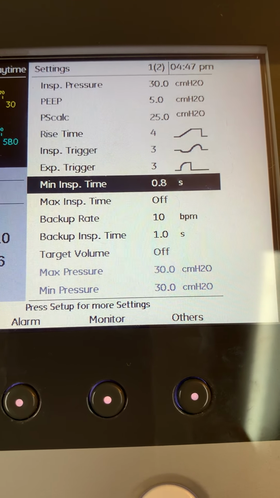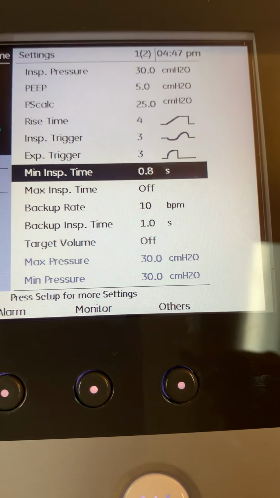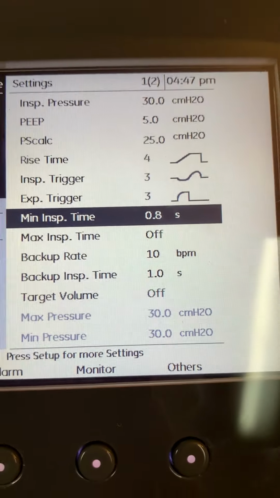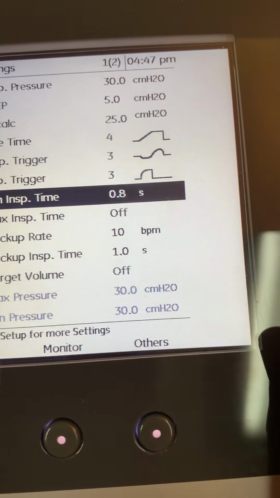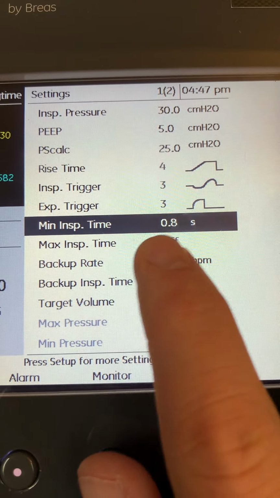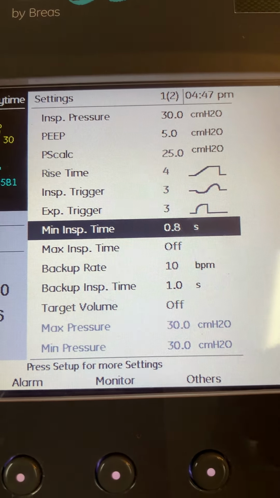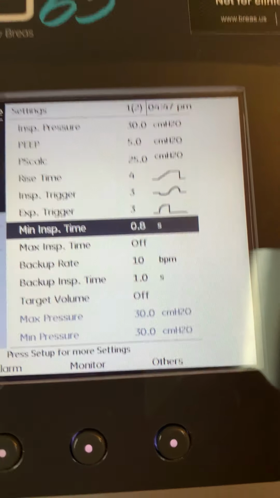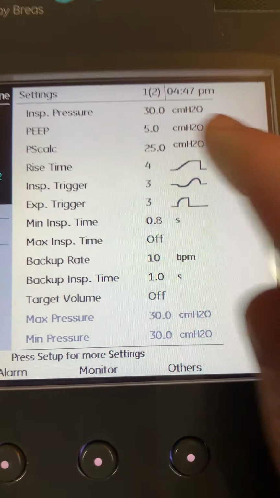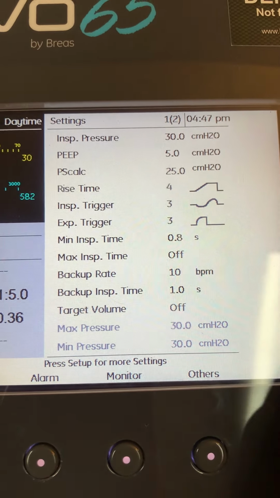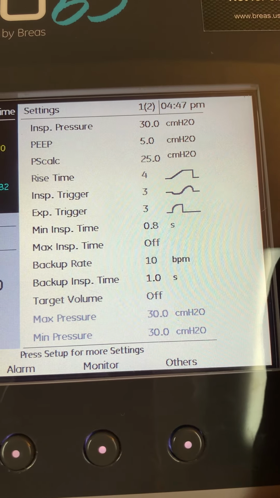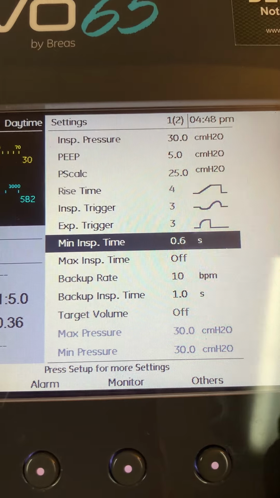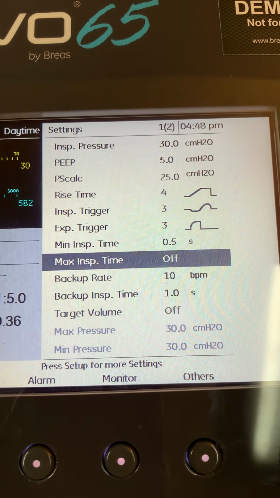So in some instances, you can decrease your pressures to the patient in some cases. Because you're telling the ventilator, hey, look, I'm going to provide you with enough time to get that pressure or that tidal volume into your lungs. So don't forget the importance of that minimum inspiratory time.